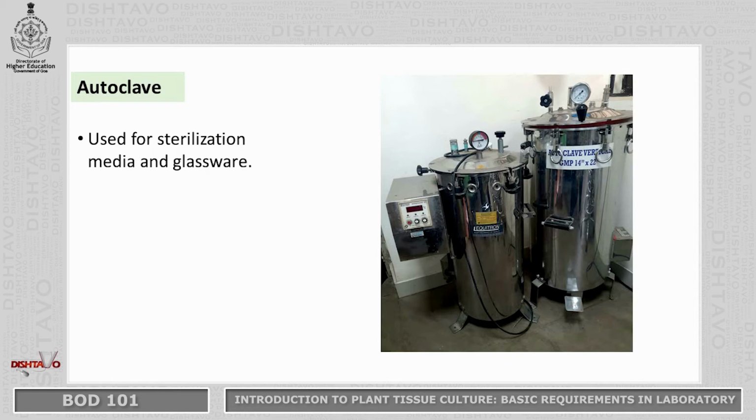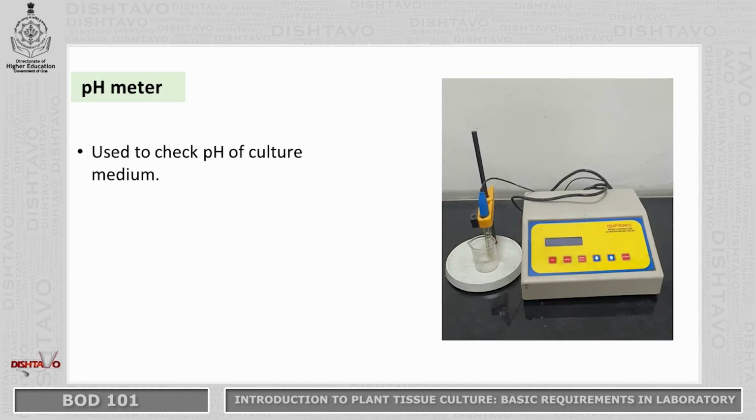This works at a temperature of 121 degrees Celsius, at a pressure of 15 psi, which is continuously kept for 10 to 20 minutes. Next is the pH meter, which is used to check the pH of the culture media. As we all know, if the pH of the culture media is not checked, it will hamper the growth of the plant cell. This pH meter has an electrode which is connected to it.